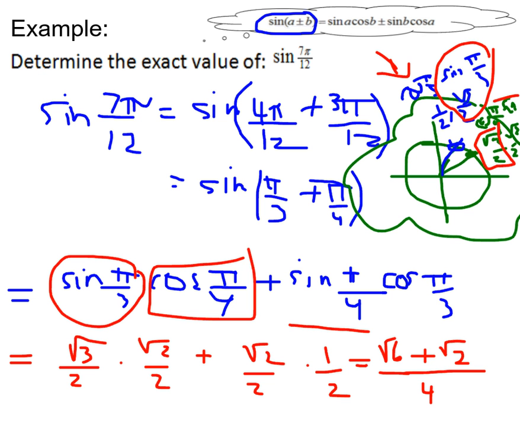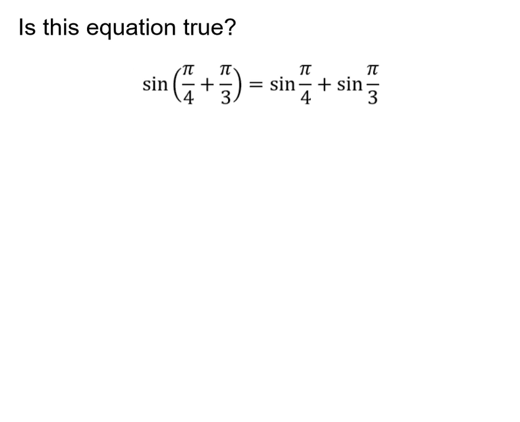So obviously it's not easy to always find, in this example it was 7 pi over 12, what are the numbers that make up that number? But you need to practice a little bit and play around with the numbers. So one more question. If I'm asking you, is this equation true? Sine of pi over 4 plus pi over 3 is equal to sine pi over 4 plus sine pi over 3.